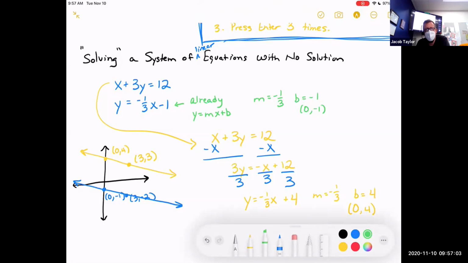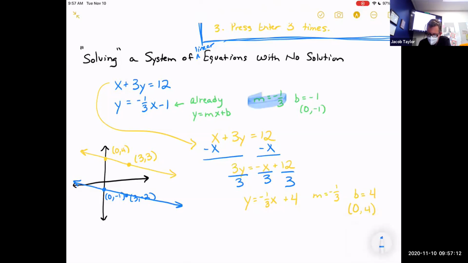But there's a much easier way to tell that they're not going to intersect that does not involve me doing any extra work. Look at the slope of the first line, which was negative 1/3, and look at the slope of the second line, which was also negative 1/3.